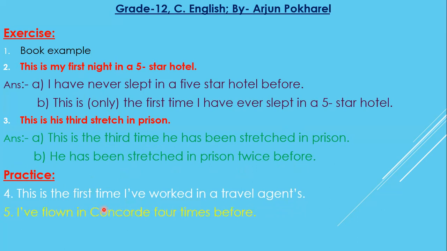Number 5 is: I have flown in Concorde 4 times before. Let's say I have flown in Eti Airlines 4 times before. It is the name of an airline. Or Buddha Airlines, Eti Airlines. Okay, I have flown in Concorde 4 times before.